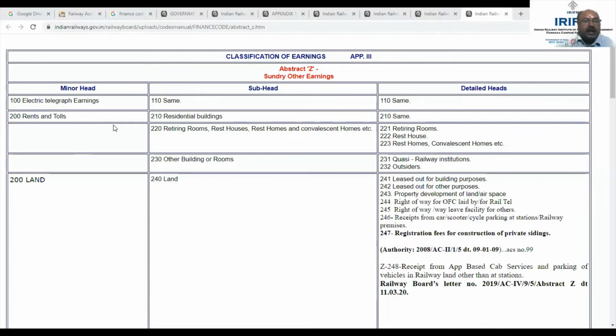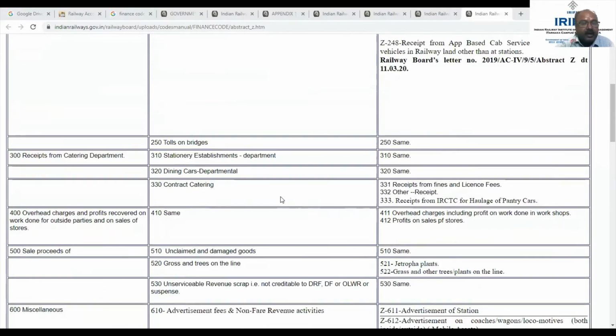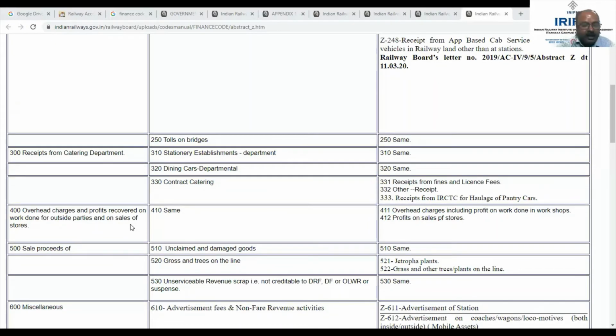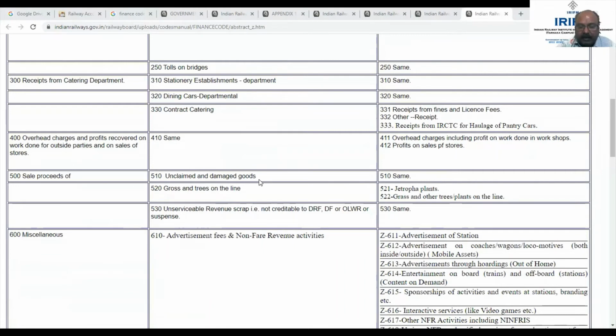This is bifurcated under telegraph earnings, rents and tolls of residential buildings, retiring rooms, rest houses or rest homes, other buildings and other rooms, land lease charges, and receipts from catering department, and overhead charges and profits recovered in the work done for outside parties and on sale of stores. This is from WMS, and sale proceeds of unclaimed or damaged goods and fines and fees on the lines and unserviceable revenue scrap.